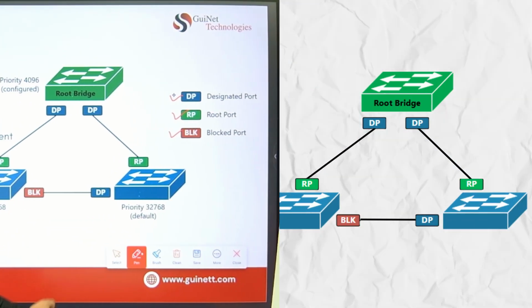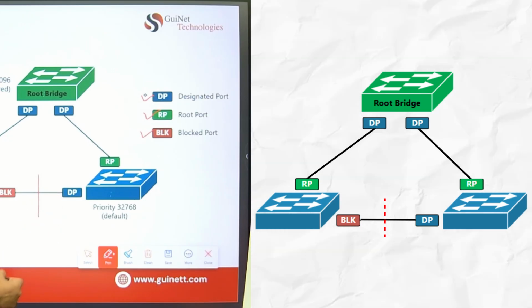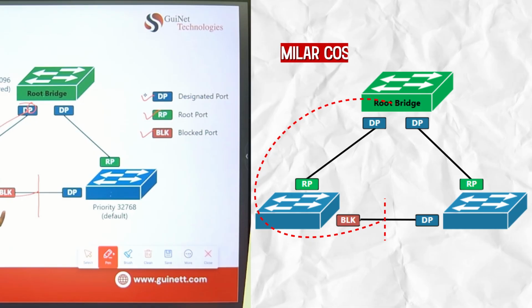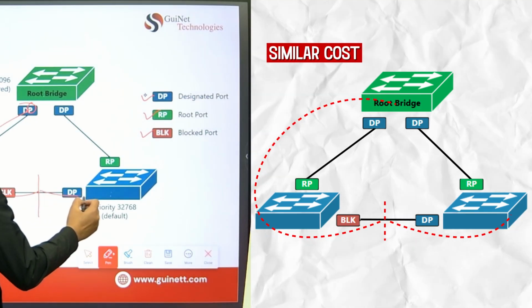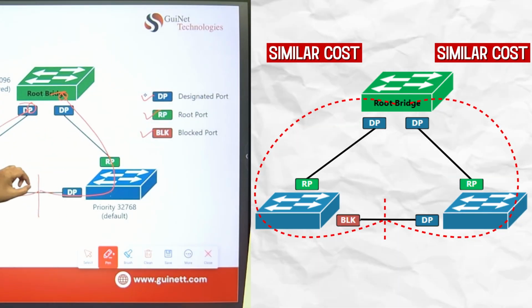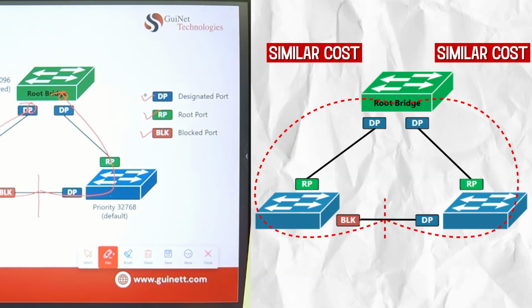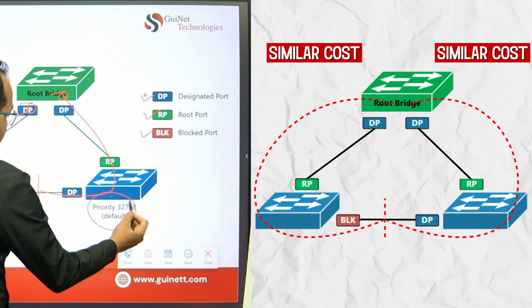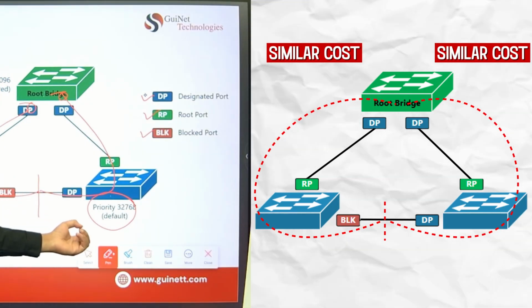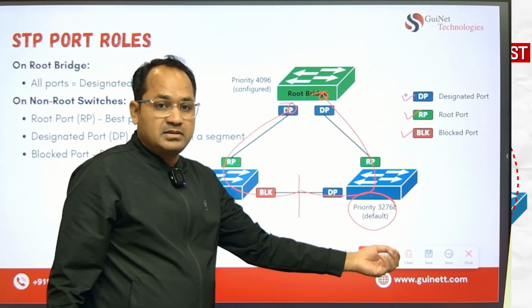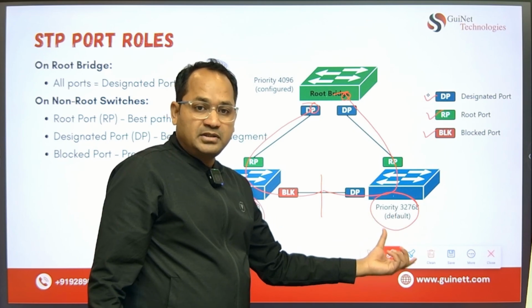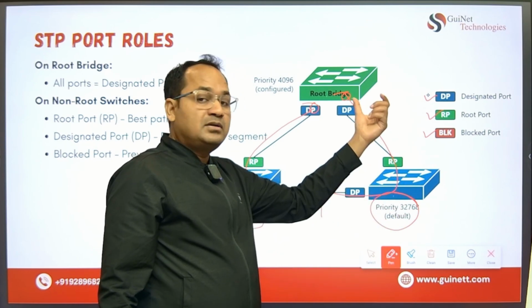For the DP, think from this point to the LAN point of C. If I reach from this way, it is going to be a similar cost. If I reach from this way, it is also going to be a similar cost to reach my root bridge. So in that case, the lowest priority comes into the situation. What is the lowest switch priority? Right now the priority is the same, so then it is going to be the MAC address. Maybe this switch has a lower MAC address. Right now it's not represented here. That's why it becomes the root bridge.